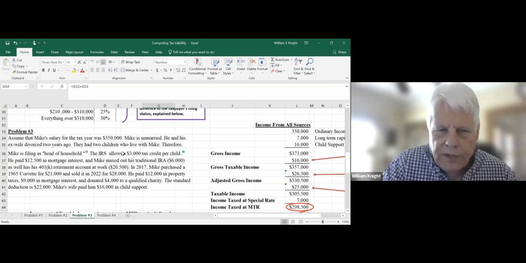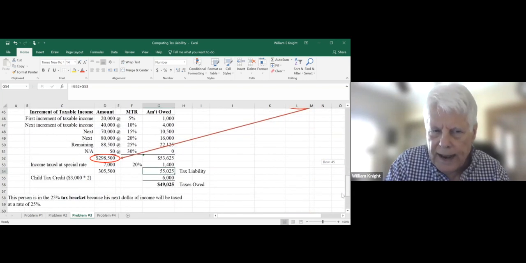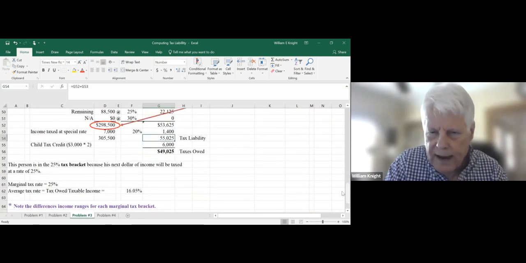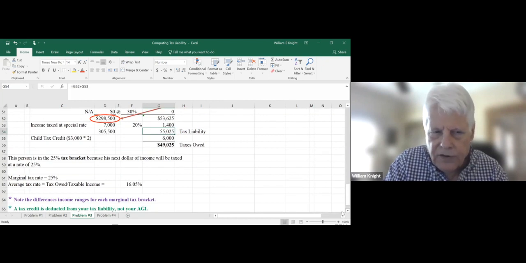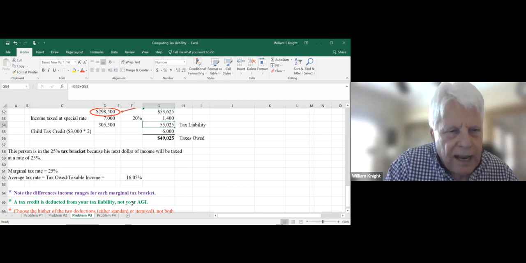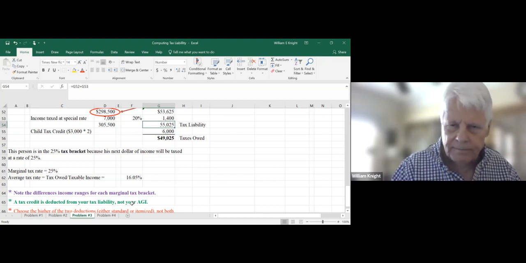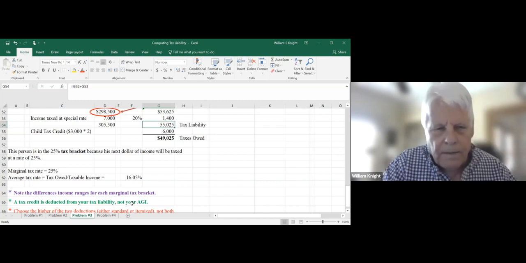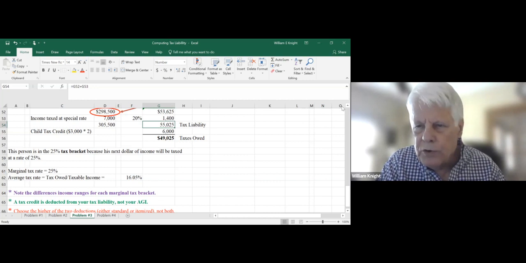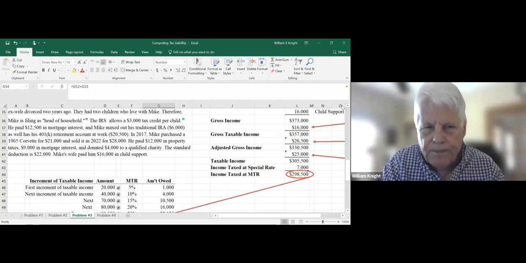The IRS allows a $3,000 tax credit per child. Now, notice that we have a green asterisk here. Let's go down and see what the green asterisk says. It says a tax credit is deducted directly from your tax liability. It doesn't reduce your taxable income, doesn't reduce your AGI, it reduces your tax liability. So let's go up here and finish this.